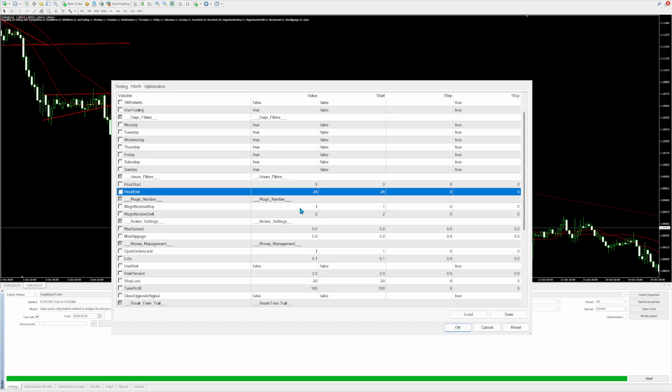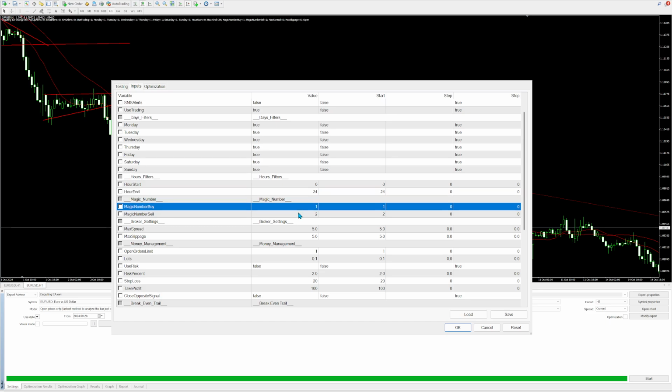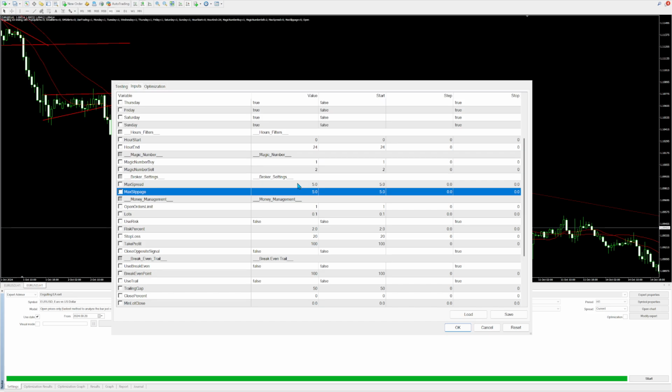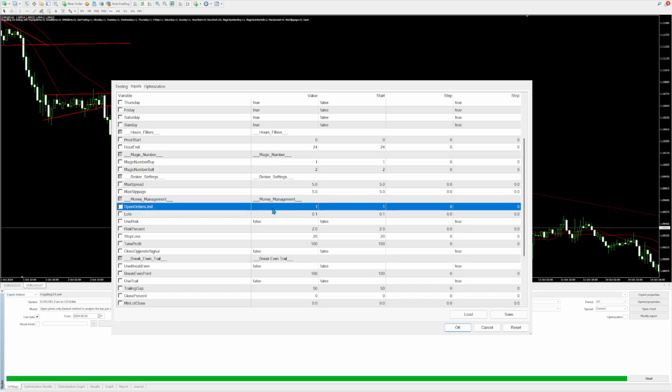Magic number, so this is the order ID that's sent along with the trade. This is useful if you're running other expert advisors on the same account and you don't want them to clash with each other. Okay. Maximum spread, maximum slippage. The EA will avoid taking trades if the spread or slippage is greater than these values, which is in pips. Open orders limit. So set to 1 by default. This will allow a maximum of 1 open buy and or 1 open sell trade at any time. This is just to prevent duplicate entries being taken.